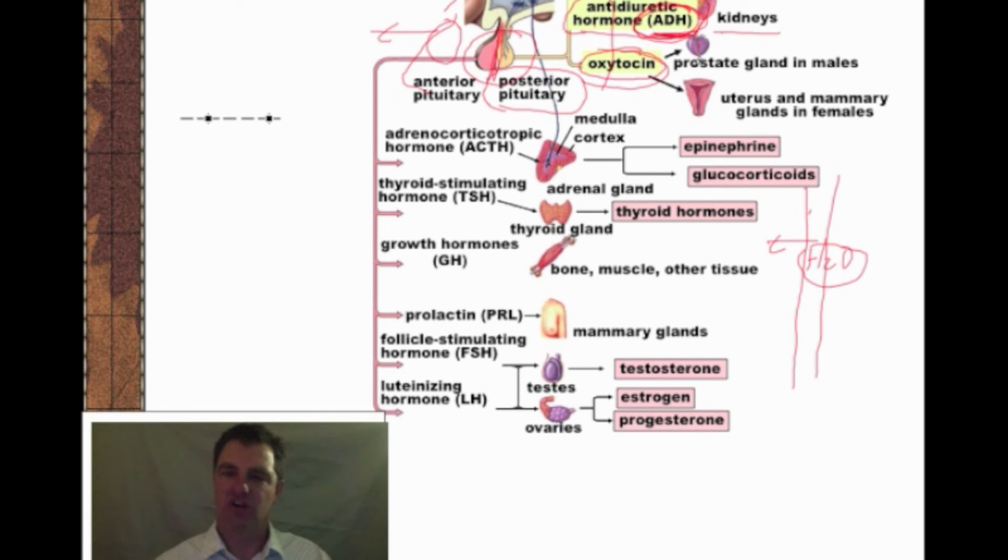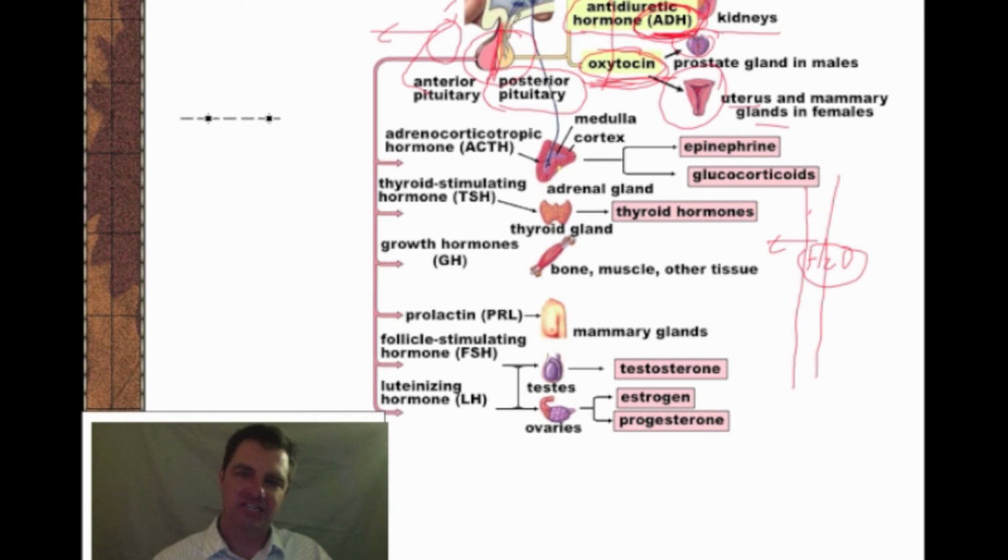Oxytocin targets the prostate gland in males, and in females it targets the uterus and the mammary glands. And this is particularly of interest because oxytocin is what they can give you during labor to increase uterine contractions to push the baby out. Oxytocin is normally released by your posterior pituitary gland. High levels of that will increase the contractions, and you can give birth quicker. Whether that's good or bad, I'll leave up to you.